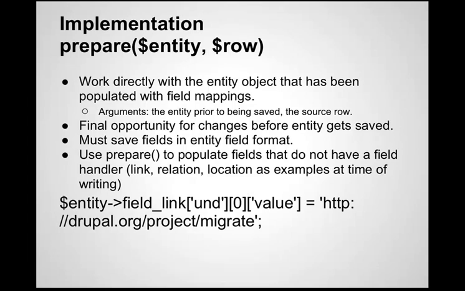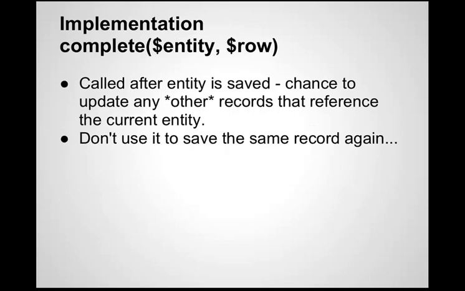And you could also bring in, like, let's say menus or whatever other stuff that you needed to as a part of it. And then finally, after all of that, after the entity gets saved, the other function you can implement is the complete function. And as I mentioned, this is a chance to update anything else that's in your system that references that particular record. Just don't use it to save the same entity that just got saved again. It's not a good idea.